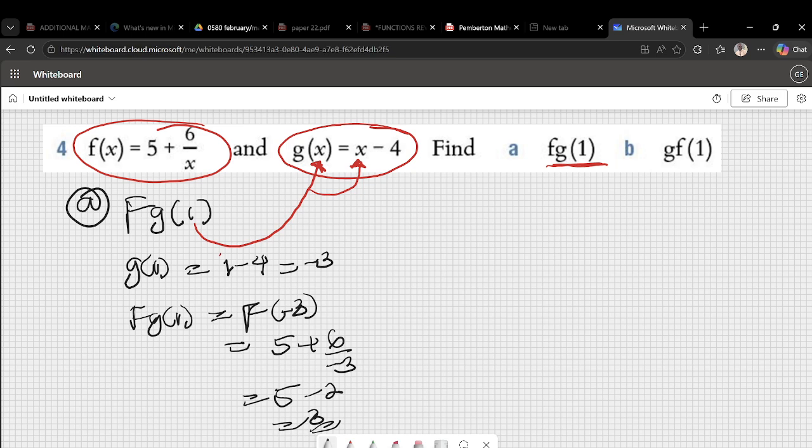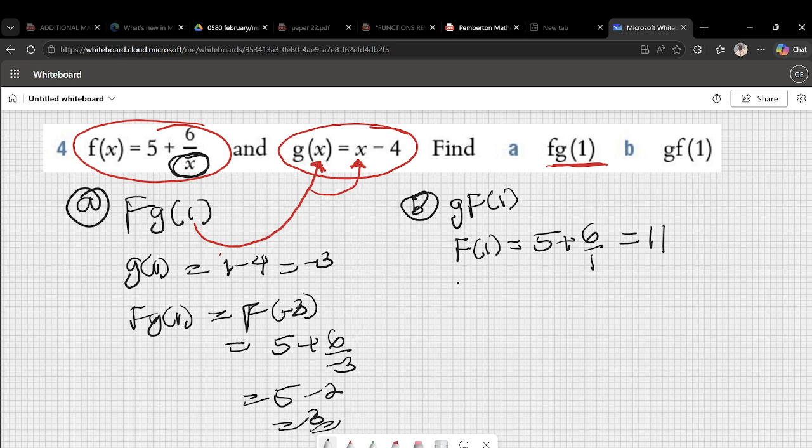That's what we do. So the other one, for the b part, we are doing the opposite now, g of f of 1. So it means we are going to put 1 inside f. The answer we get, we put it inside g. So first of all, let's just do f of 1. f of 1 is going to be 5 plus 6 over 1. Don't forget that your 1 is going to replace the x. So this is going to be what?